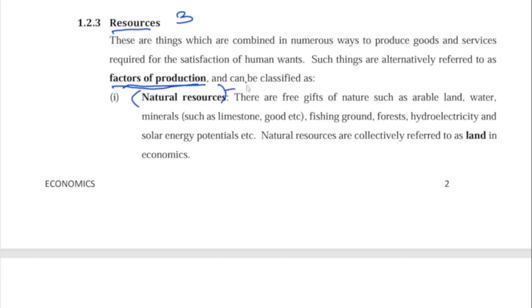Now, breaking it down, number one, you have land. This is also called natural resources. Many people confuse land to be just this road and stuff like that, but that's not the only thing that land means.